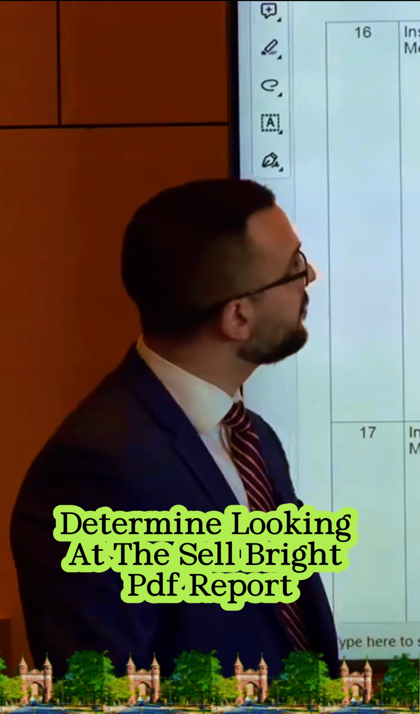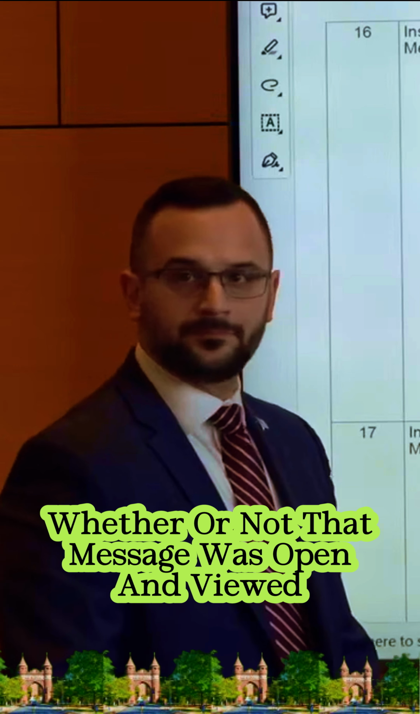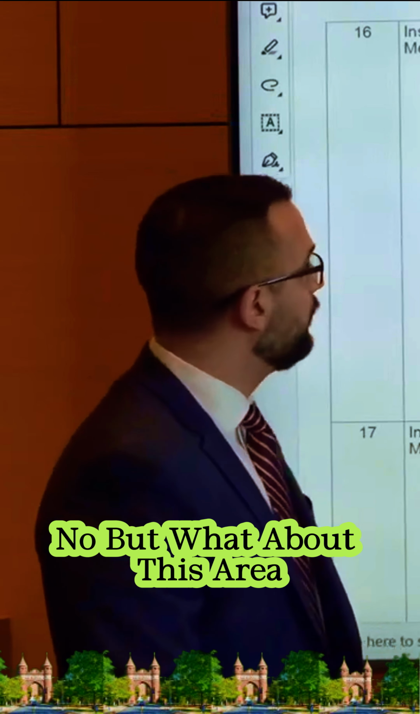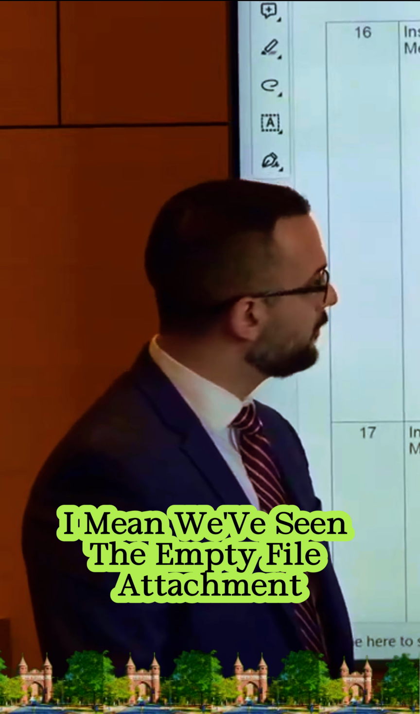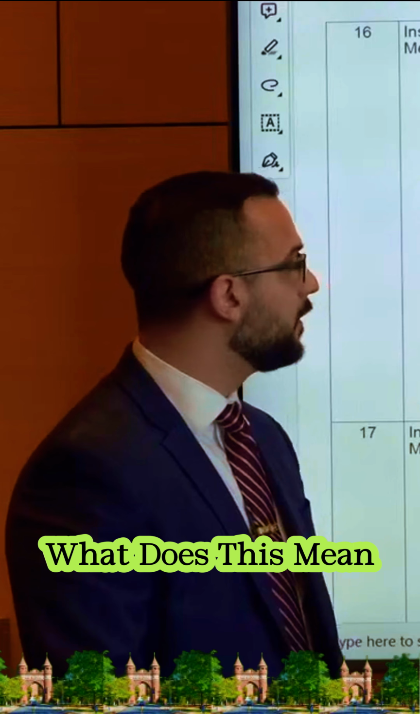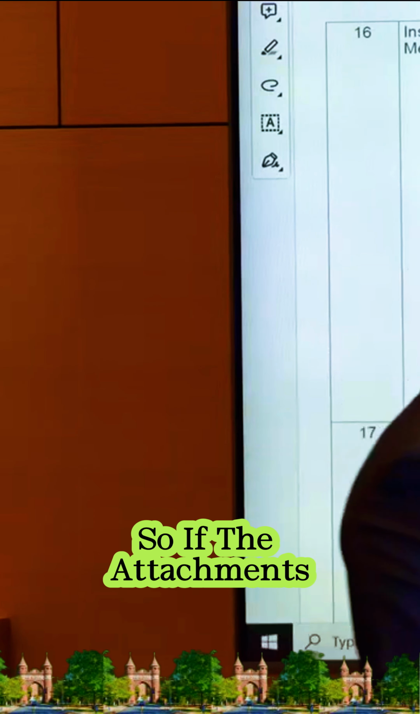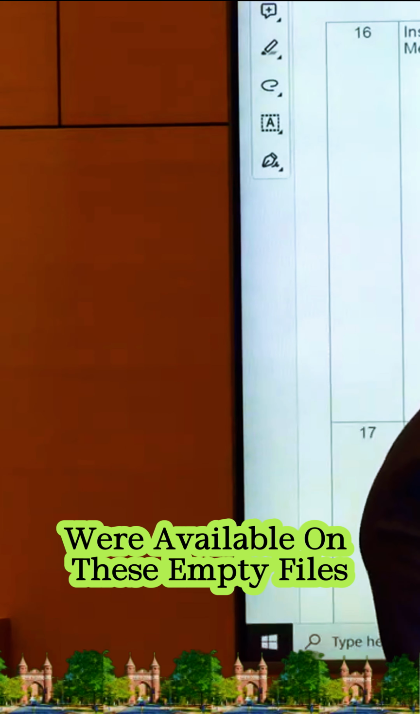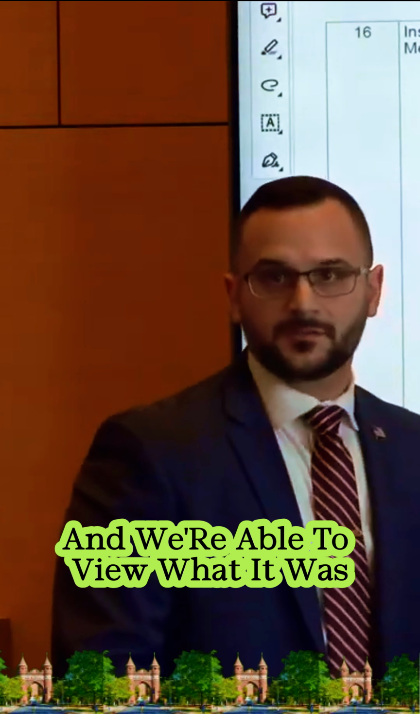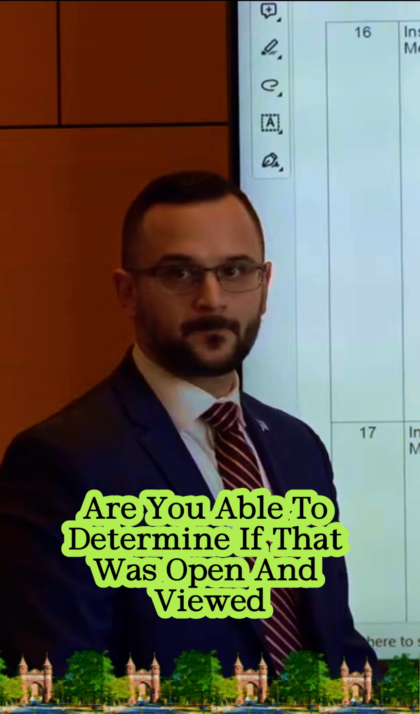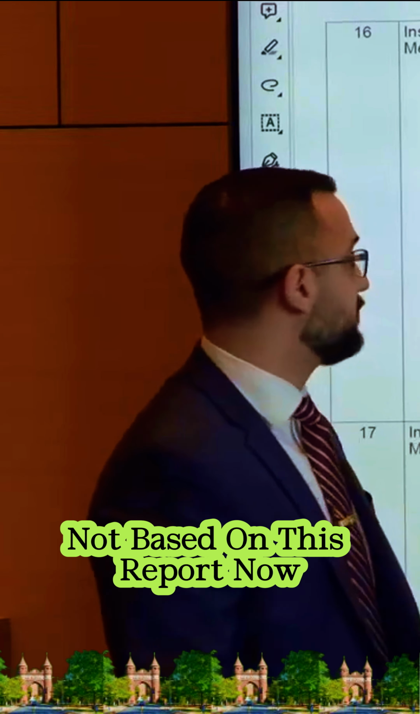Is there any way to determine, looking at the Cellebrite PDF report, whether or not that message was open and viewed? No. But what about this area? I mean, we've seen the empty file attachment. What does this mean? Well, this file actually was sent with an attachment. If the attachments were available on these empty files, it would look something similar to this, where you have the attachment itself and we're able to view what it was. Are you able to determine if that was open and viewed and when that was? Not based on this report, no.